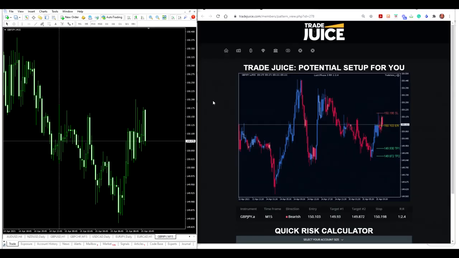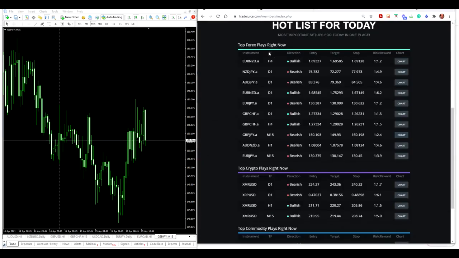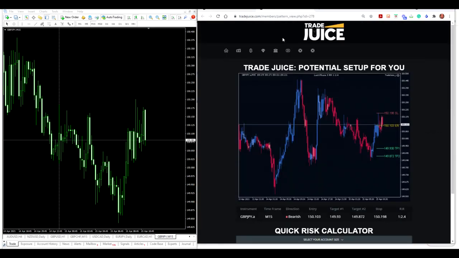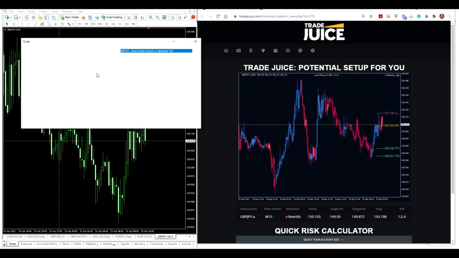Adrian here, and I'm on the pound Japanese yen. I've just had a look at the hot list for today on the Tradejuice platform, and amongst all the trades, I've selected one, the pound Japanese yen 15-minute chart, and Tradejuice displays this for me. I've got the entry point set out, target, my stop, and it's just gone under the entry point.